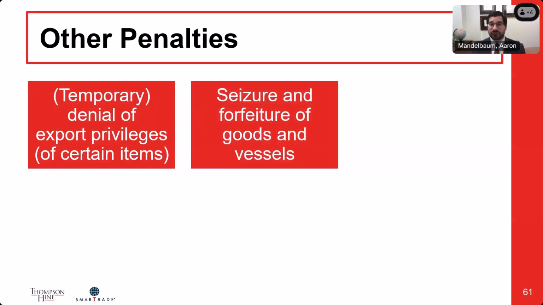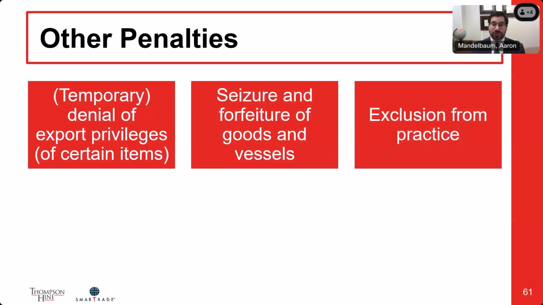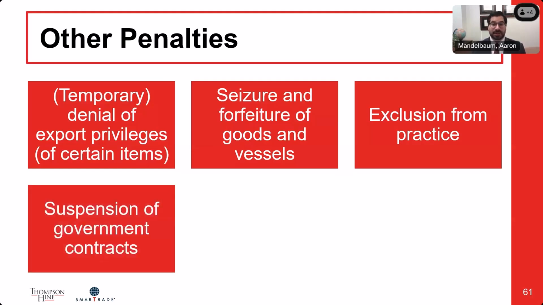Another type of administrative penalty is the seizure and forfeiture of goods and vessels. A third is the exclusion from practice. What effectively that means is if you're an attorney or an accountant, if you have some type of business before an export control regulatory agency, like applying for a license, or maybe you already have a license, then you can be barred from doing so. And that would really tarnish your ability not only to practice, but to assist people complying with US export controls. So that's a very painful one. Another one would be the suspension of government contracts.